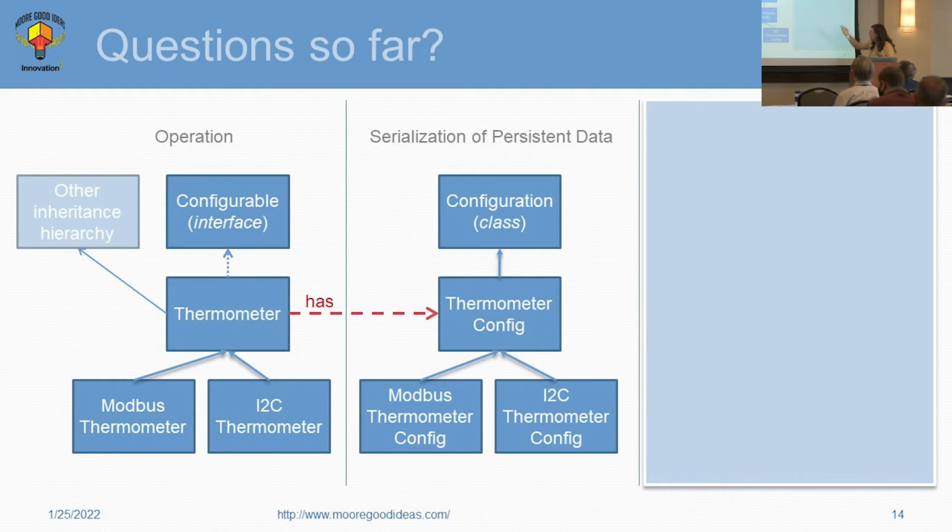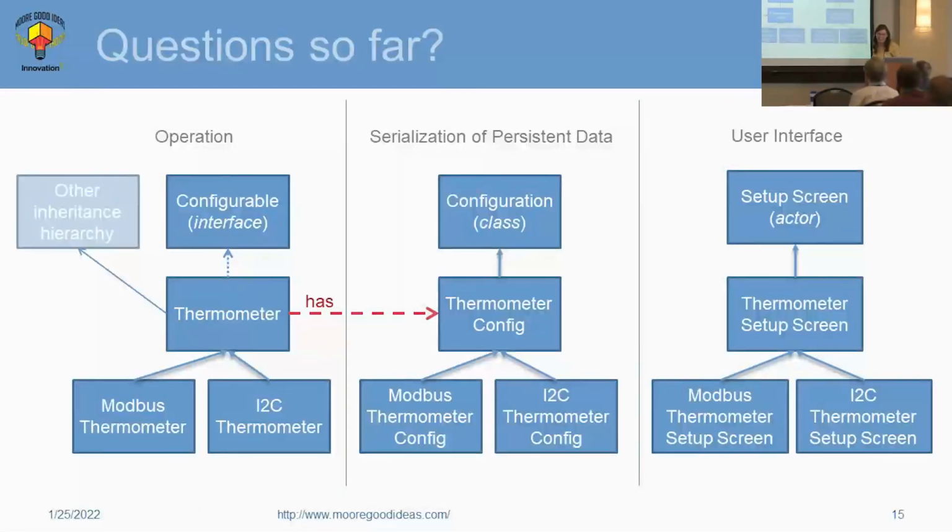Okay, cool. So we'll just go back to our picture again. Hopefully you understand the configurable and the configuration. Configurable has a configuration. I didn't want to confuse you too much from the start, but there's actually a third thing that we have, and that's the setup screen. Right, so I told you this does the operation. This one takes care of the data and the serialization. This one is actually in charge of the user interface, so what it looks like for the user when they're going to be configuring it.